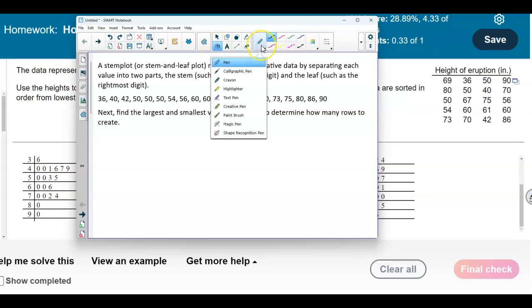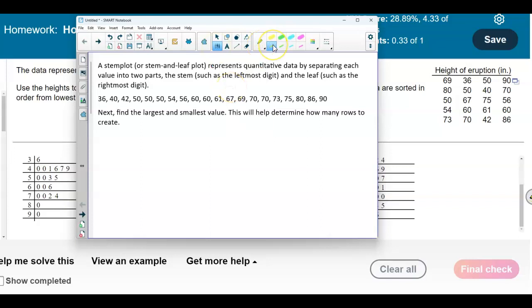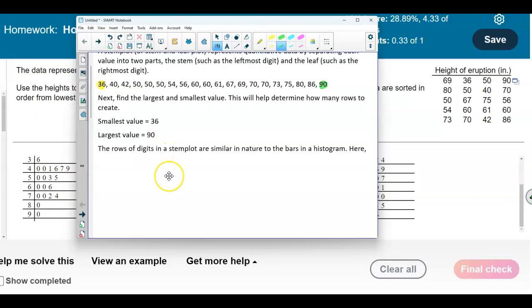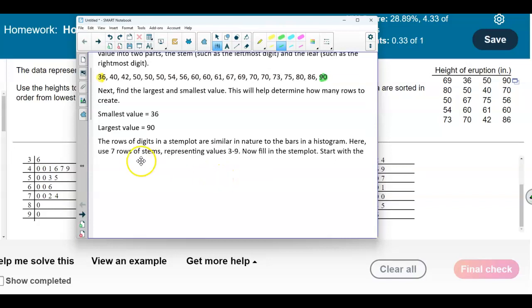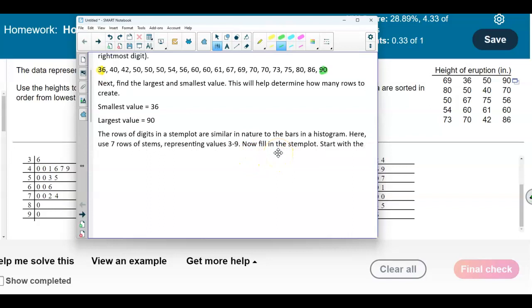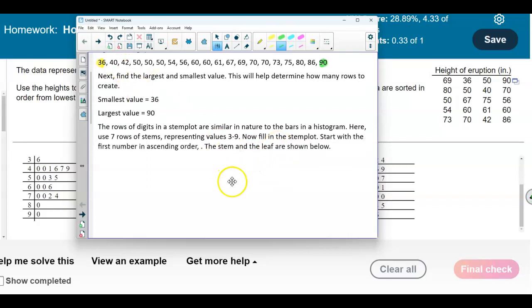So we want to take a look at the largest and the smallest. 36 is the smallest, and 90 is the largest. Now, the rows of digits in a stem plot are similar in nature to the bars in a histogram. Here we're going to use 7 rows of stems representing the leading digit, or the tens digit, which goes from 3 all the way to 9. And now we're going to fill in the stem plot, starting with the first number in ascending order.